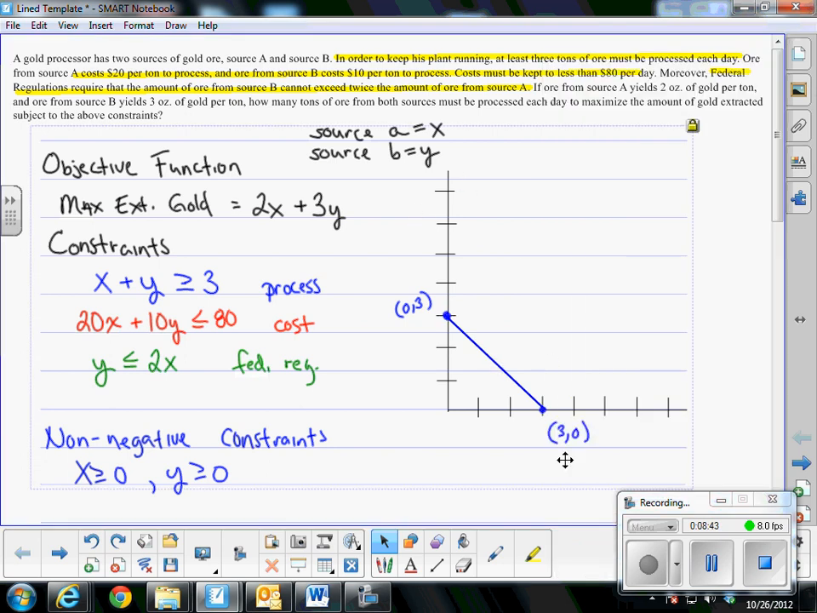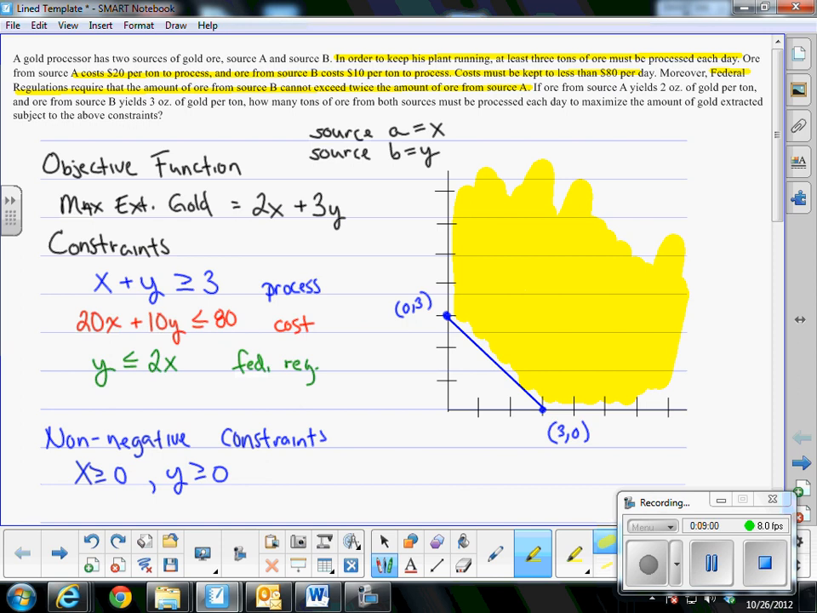There we go. Okay. And now, because it was greater than or equal to, we would want to shade everything above that line. So right now with just one inequality drawn, we've got this feasible region of infinite solutions up here, which, adding the other constraints, is going to limit that region.